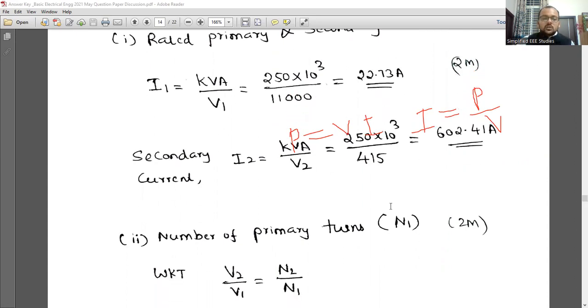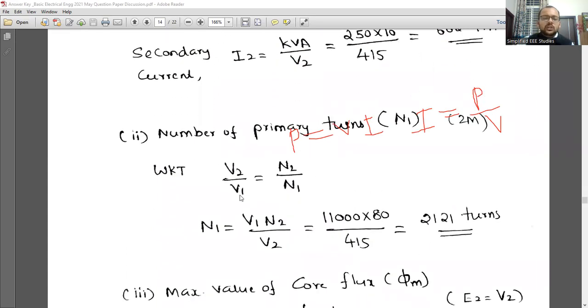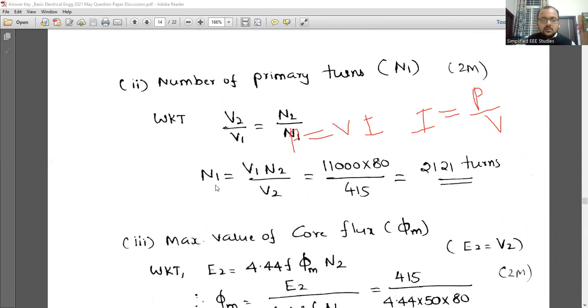Yes, thank you. Now I am going to discuss how to calculate N1. Use the transformation ratio V2 by V1 equal to N2 by N1. Someone will write E2 instead of V2; there is no objection. Then N1 can be calculated: 21 turns.